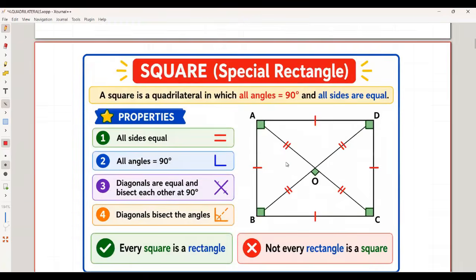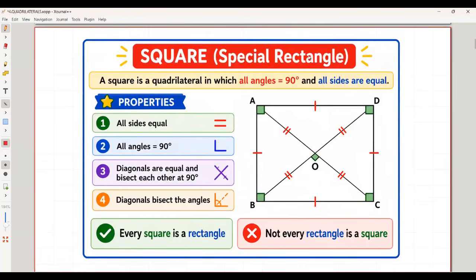The next one is the square. A square is a special rectangle. A square is a quadrilateral in which all the angles are 90 degrees and all the sides are equal. The properties of a square: all the sides are equal and all the angles are 90 degrees.